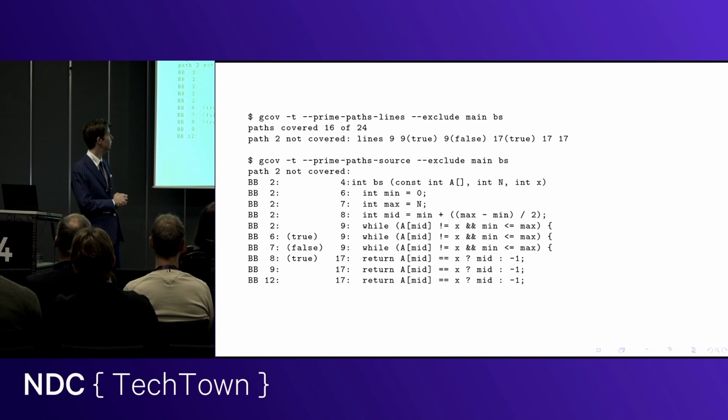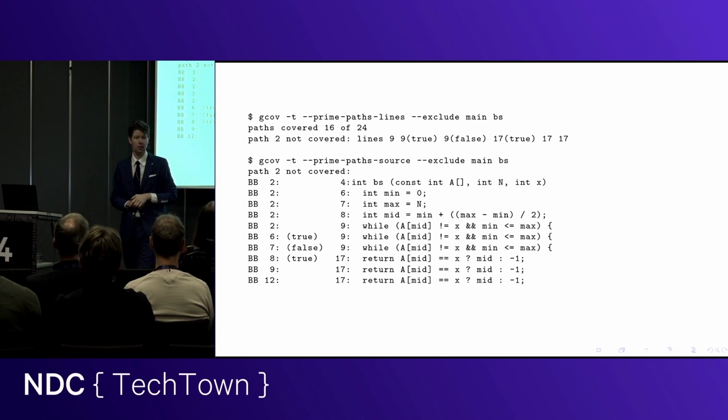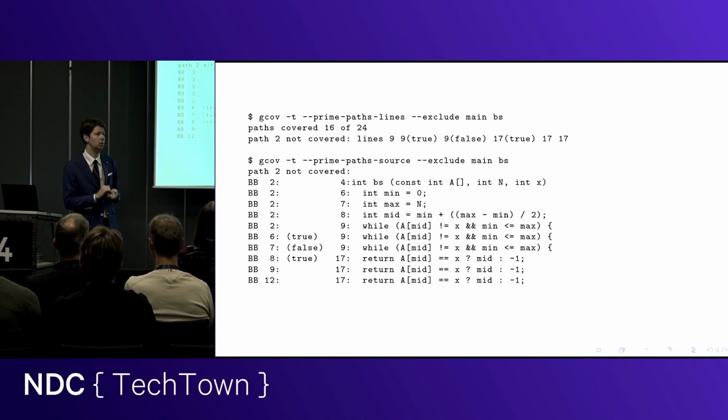Here's a comparison of the two outputs. So this is for the same path. You can tell it's path 2 not covered. You list the decisions on lines 9 and 17 as true, true, and false, and you can tell it's true, true, and false on 9, 9, and 17. So it's all the same information, it's just in a much more denser format, which is useful when you want to monitor it with machines.